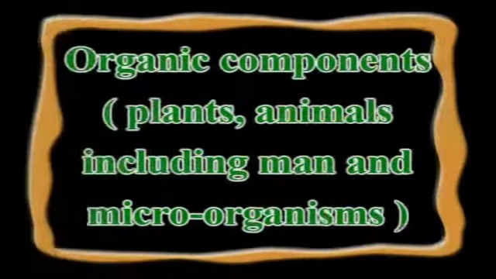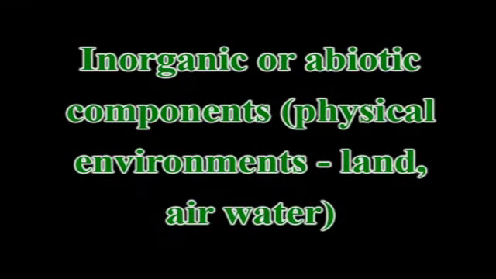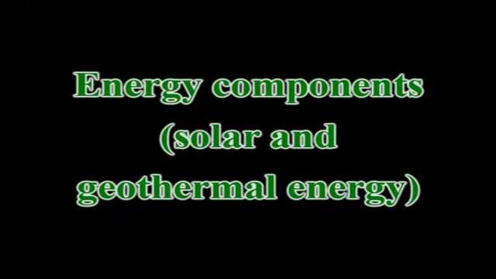Everything in the biosphere is basically composed of three components, namely organic components that include plants, animals and microorganisms, inorganic or abiotic components that include the physical environment, land, and water, and third, energy components that include solar and geothermal energy. These three components are mutually interdependent and are interrelated through a series of large scale cyclic mechanisms which make the input-output mechanism.